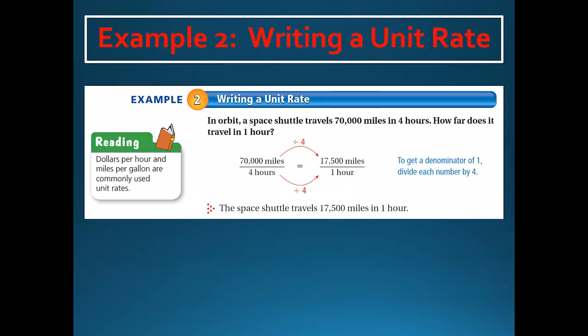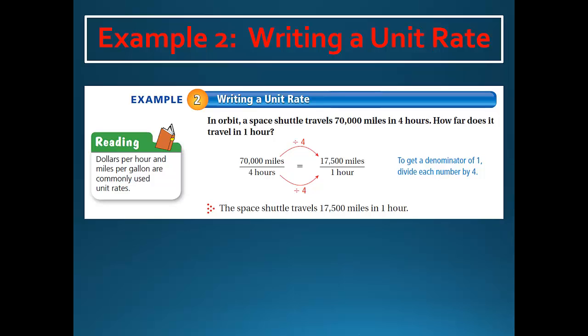Now let's look at our second example. We're writing a unit rate. In orbit, a space shuttle travels 70,000 miles in 4 hours. How far does it travel in 1 hour? So first we're going to write our rate. We have 70,000 miles in 4 hours. We want it to be per hour.